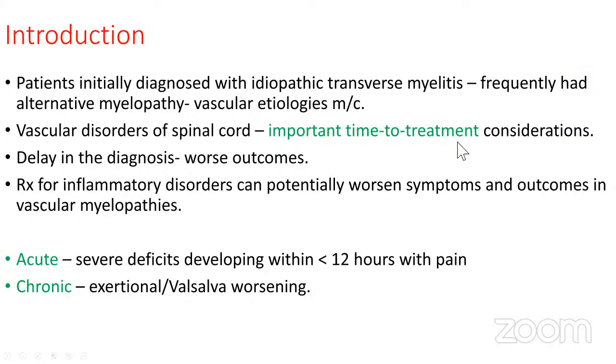Do go ahead. So frequently patients who are initially diagnosed with idiopathic transverse myelitis have an alternate etiology, and vascular is the most common. There is an important time-to-treatment consideration. If there is a delay in diagnosis, it is associated with worse outcomes. Some treatments, like steroids in inflammatory disorders, can potentially worsen the symptoms in vascular myelopathies. Characteristic features like severe acute deficits within 12 hours with pain are quite characteristic for vascular. And if there are chronic features with worsening on exertion and Valsalva maneuver, that is also quite characteristic.